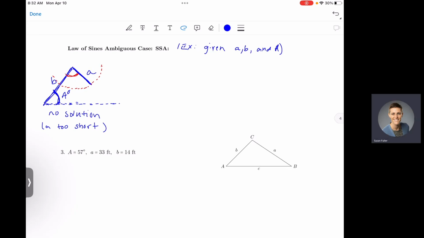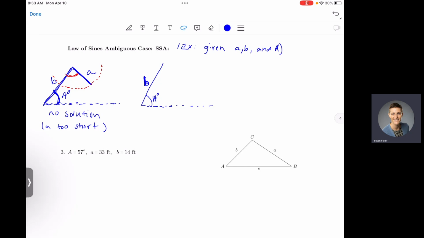That's a situation where we have no solution. A is just too short. Another thing that can happen is what if A is longer than B? So if I know side B and I know how big angle A is, then I know where this bottom side is going to have to be. I just don't know how long it is.